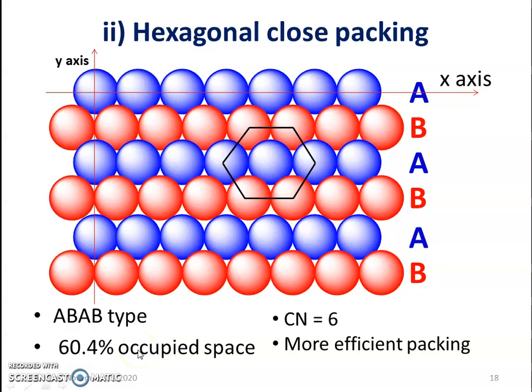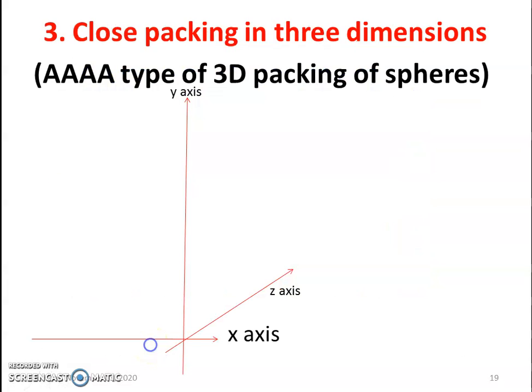Occupied space in hexagonal close packing is 60.4%, and it is more efficient as compared to square close packing. In square close packing, occupied space is 52.4%, whereas in hexagonal close packing, occupied space is 60.4%, and therefore it is more efficient. Now after the arrangement of spheres in 2 dimensions, consider the arrangement in 3 dimensions.